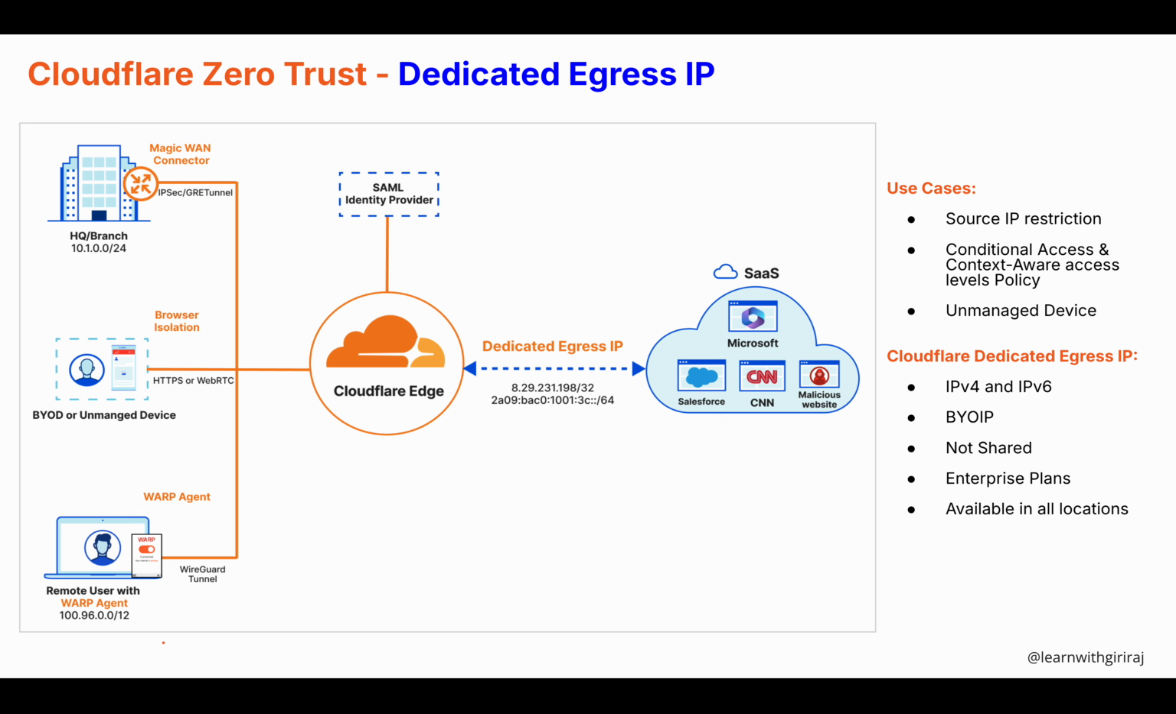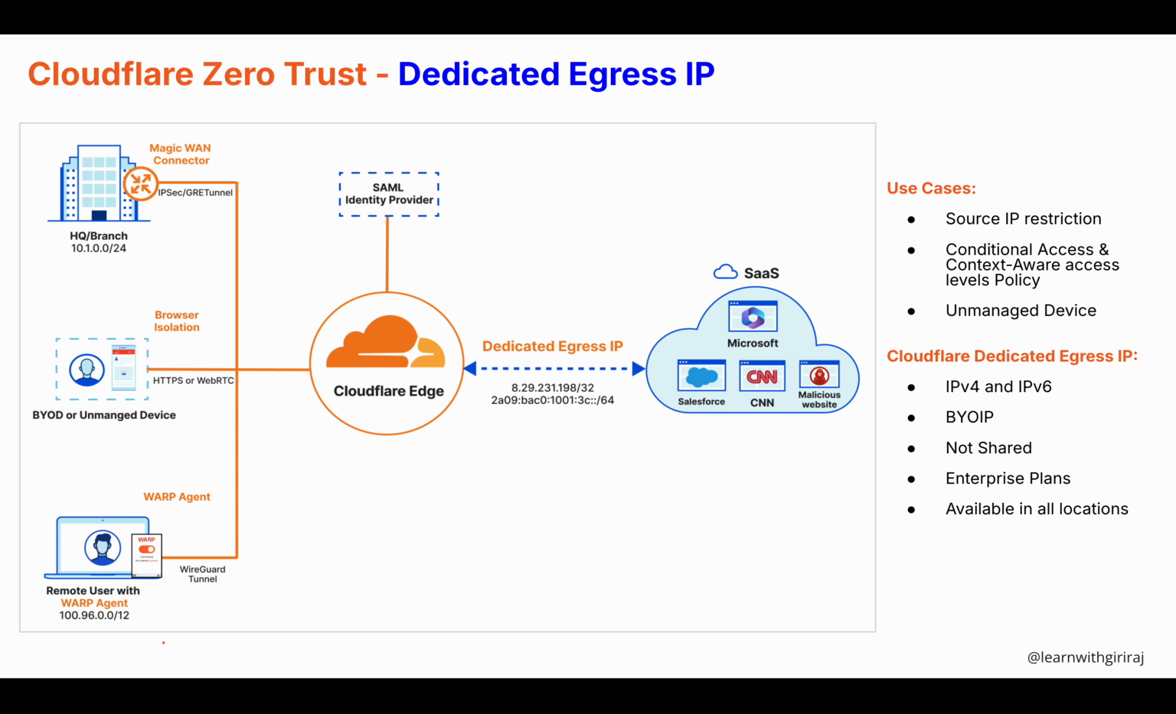Now, the best part about Cloudflare dedicated egress IP is that Cloudflare can provide both IPv4 and IPv6 dedicated egress IP. If needed, Cloudflare also has the ability to bring your own IP address and advertise your IP address through the Cloudflare edge and apply a dedicated egress IP policy. And please note, the dedicated egress IP policy is part of the enterprise subscription, and we can assign a dedicated egress IP in all the Cloudflare data centers, 320 plus data centers across the globe.